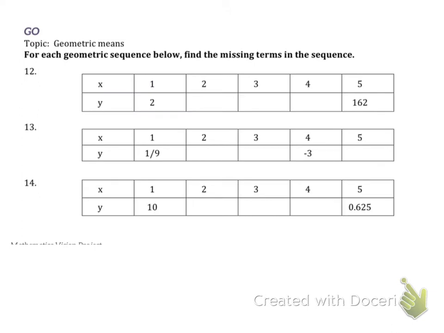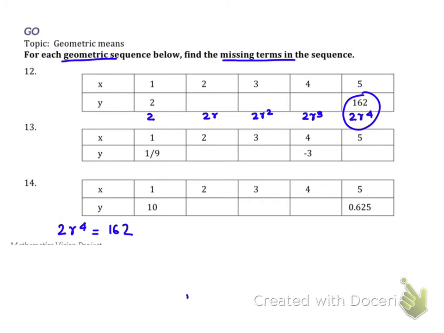Question number 12: for each geometric sequence below, find the missing terms. I told you for geometric, the terms are multiplied by a common ratio. So I can represent the first term as 2, the second term as 2r, where r is the common ratio. Again multiplying by r gives 2r squared, 2r cubed, and 2r to the power 4. So we get this kind of sequence, and I can use the last part, 2r to the power 4 equals 162, to get my r.